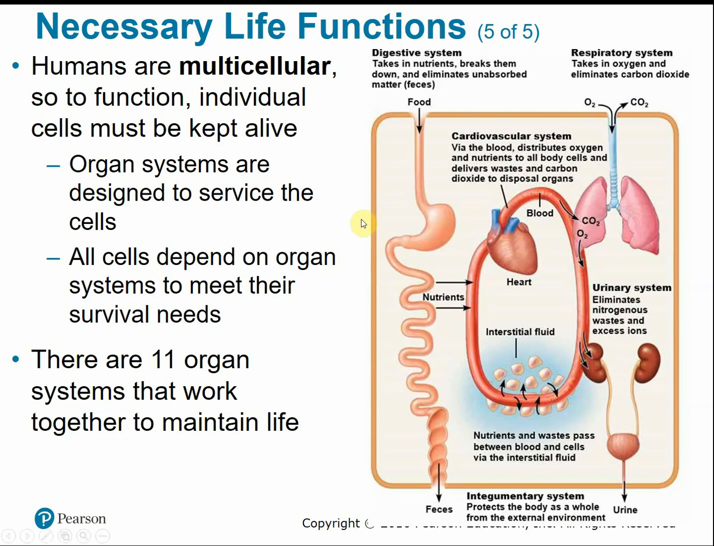This example is showing the interconnectedness between the various organ systems. This represents the skin of the integumentary system. It's protecting the body as a whole from whatever is in the outside environment. The digestive system is where we're going to take in nutrients and break them down, as well as eliminate any waste products in the feces. As the digestive system breaks down your food, you're going to absorb the nutrients from that food into the bloodstream. Right? So now it's within the cardiovascular system.